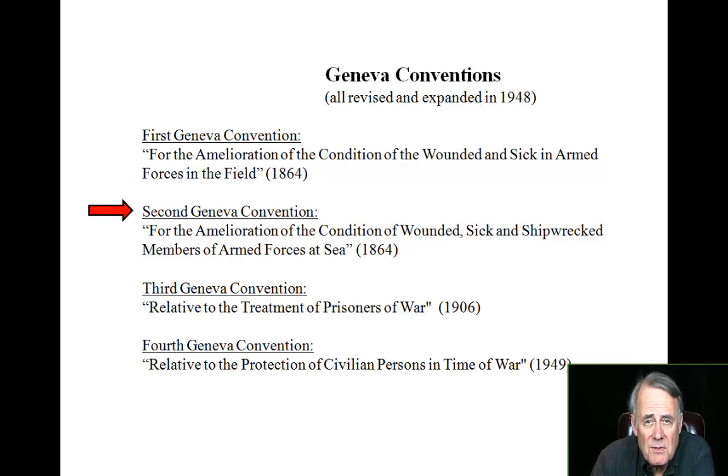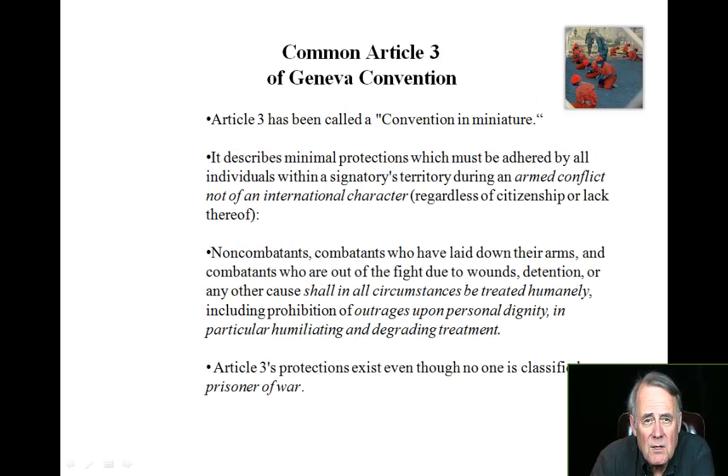The third Geneva Convention relative to the treatment of prisoners of war, this is 1906. And then the fourth Geneva Convention relative to the protection of civilian persons in time of war. This is after the Second World War, 1949. Now let's look at the common article of the Geneva Convention. This is important in the context of terrorism.